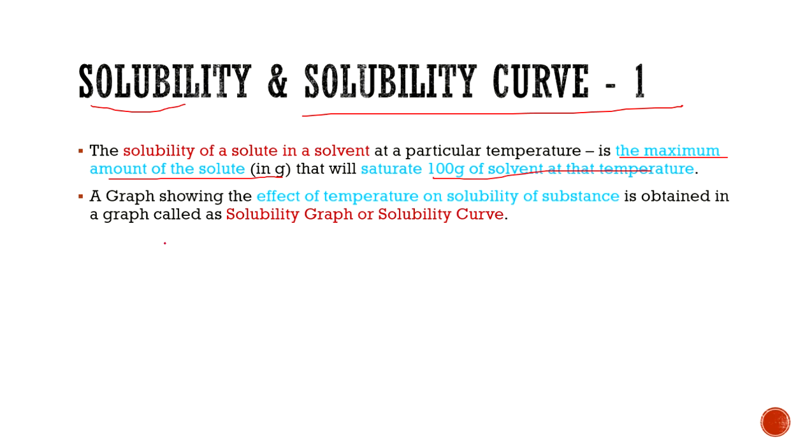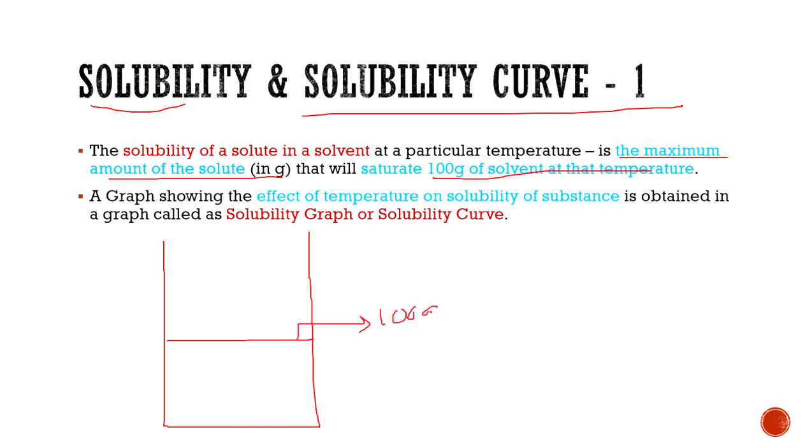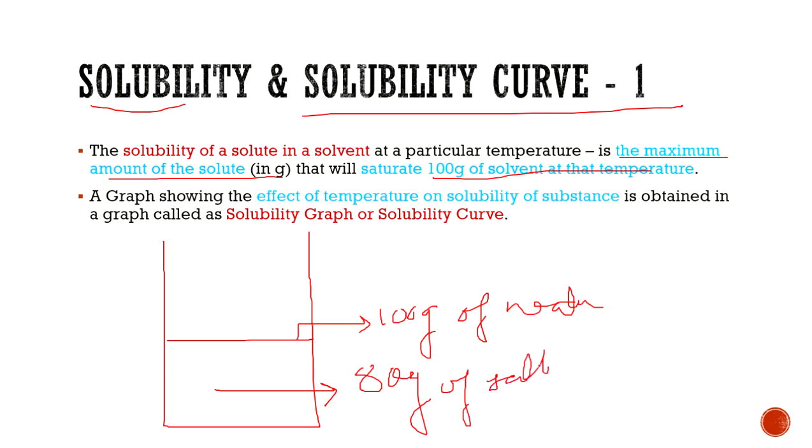If I take a beaker and 100 gram of any solvent, what we use commonly is water, 100 gram of water, and I add 80 gram of salt, that means this is the solubility. That is, in 100 gram of water, the maximum amount of solute I can add in gram is known as the solubility of a solute at a particular temperature. That is very important. Okay, that means what is the solubility of this diagram?